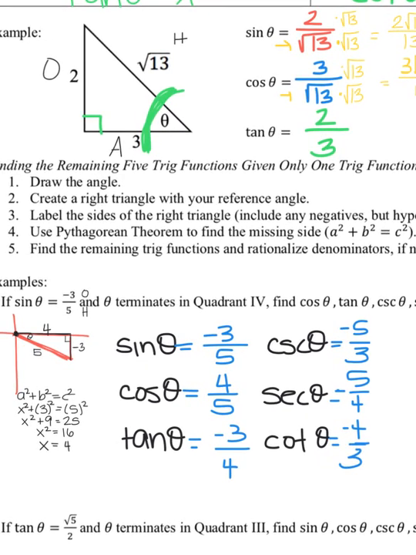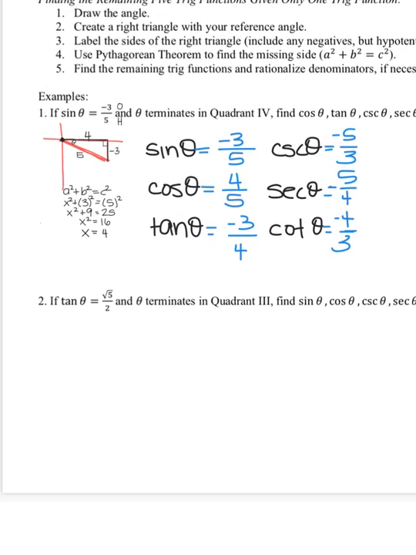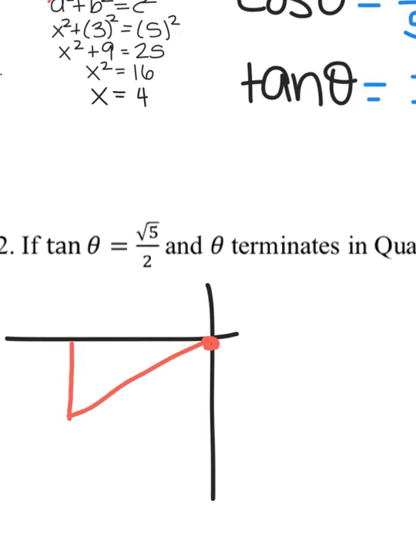Okay? And number 2. If the tangent of theta is the square root of 5/2 and theta terminates in quadrant 3, find everything else. So we're in quadrant 3, so I'm going to zoom in a little bit on quadrant 3. I draw a random angle going out, right from the origin, random angle going out, and I go straight to the x-axis. Now, this is my right angle. Theta is inside the triangle, and it's right next to the origin, so it's going to be right here.